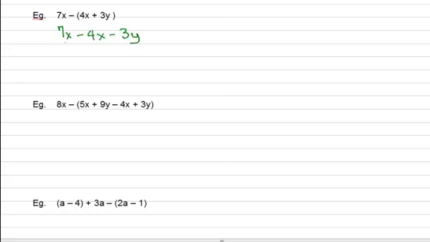The like terms are already gathered, so now I've just got to combine them. So I've got 7x minus 4x. So 7 minus 4 is 3, keep the variable, minus 3y. Nothing I can do to that, no more like terms, so I move on.